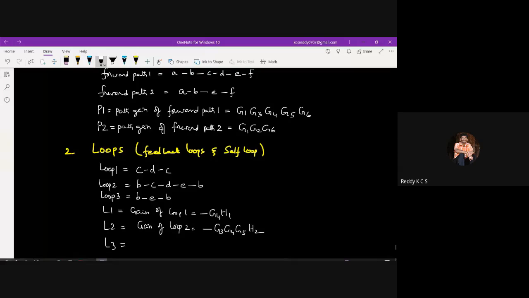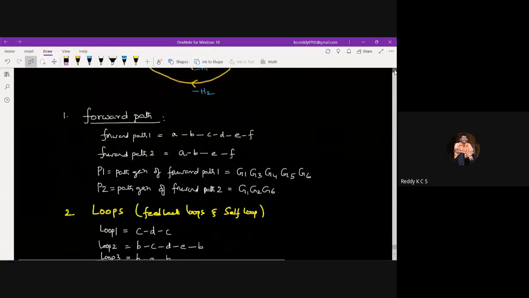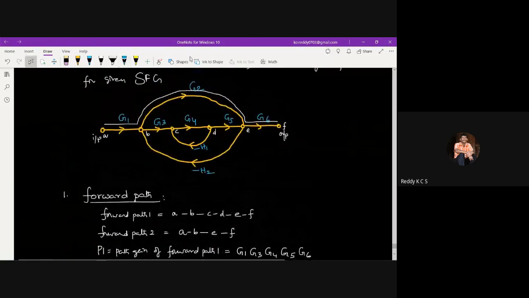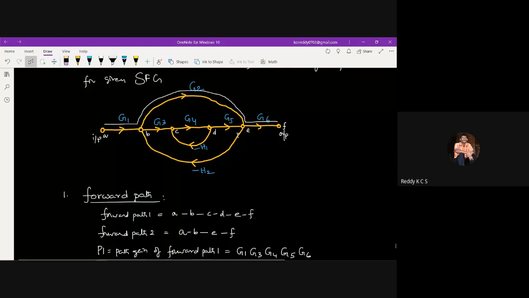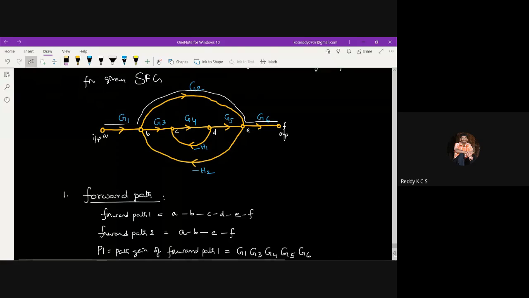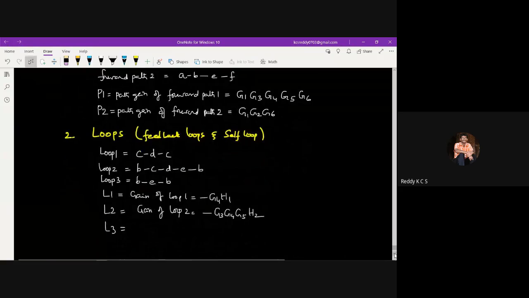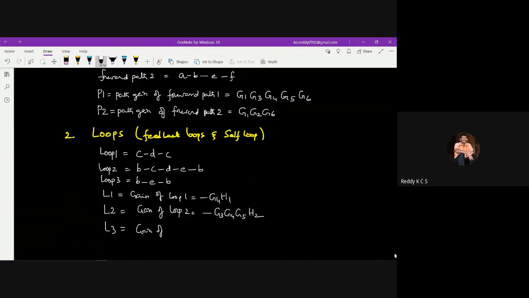Then what is L3? L3 is B to E, E to B. So what is the B to E branch gain and E to B branch gain? So B to E is the branch gain of G2 and E to B is the branch gain of minus H2. So in this we can write G2 into minus H2. So it will become minus G2 H2. So the gain of loop 3 is minus G2 H2.